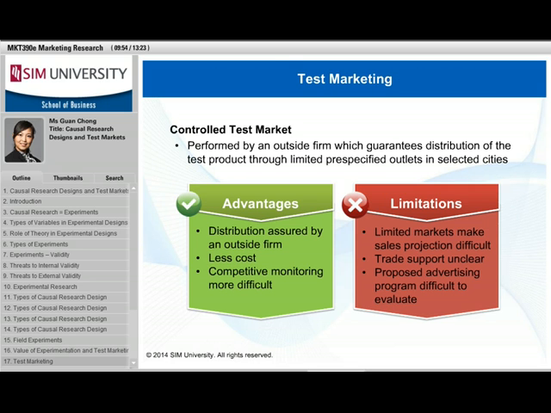Controlled test market is performed by an outside firm which guarantees distribution of the test product through limited pre-specified outlets in selected cities. The advantages include distribution assumed by an outside firm, less cost, and competitive monitoring more difficult. The limitations are limited markets make sales projection difficult, trade support unclear, and proposed advertising program difficult to evaluate.